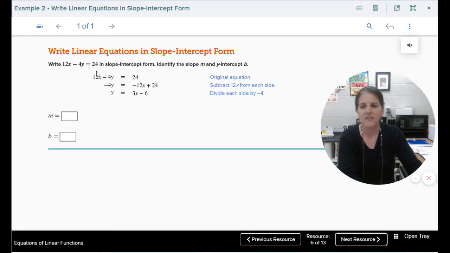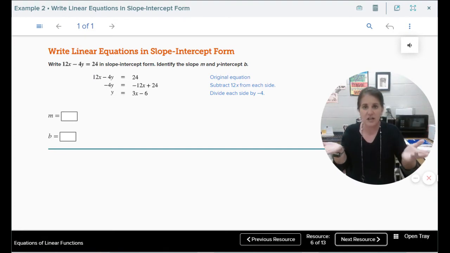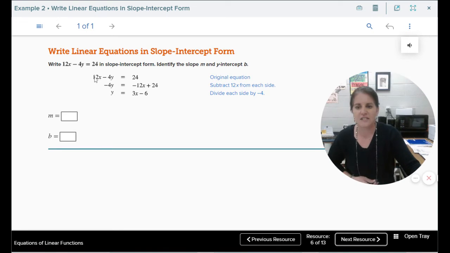So to get rid of it from this side, I have to subtract 12x. So I also have to then come to the other side and subtract 12x. 12x, take away 12x, leaves me with nothing. So then I just drop down my negative 4y. Negative 12x on the other side and a positive 24. Cannot combine those. One has an x and one does not.